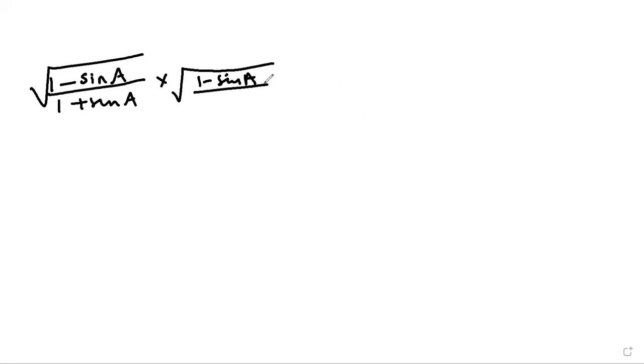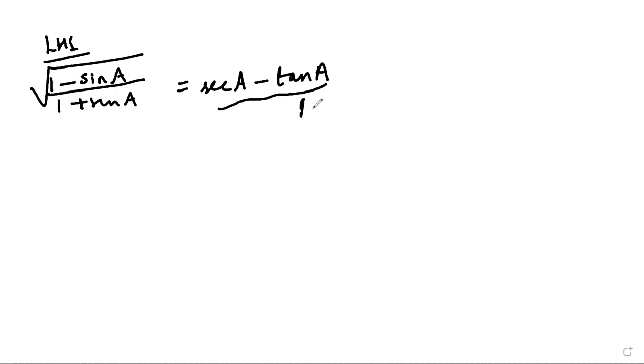Okay, we have this. We have been given this up till here, isn't it? So this is given: root of 1 minus sin A by 1 plus sin A. And you have to show that that is equal to secant A minus tan A. Okay, so this is the LHS. This is given to us. This is the RHS, right? So we have to progress from LHS to RHS.